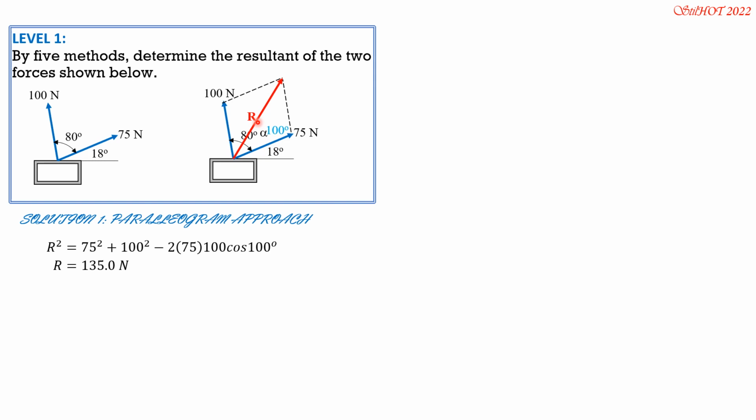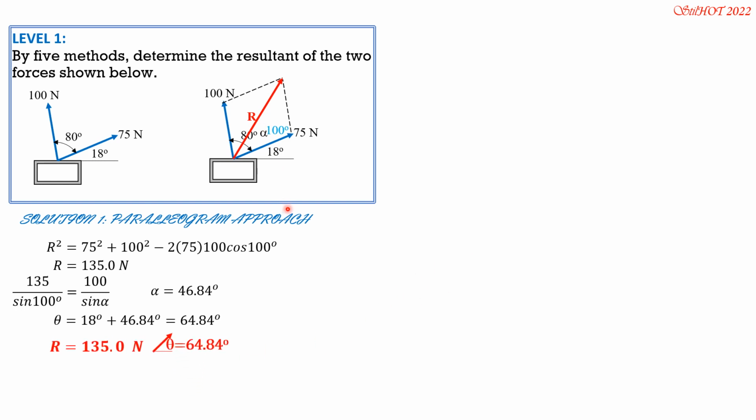Having found the magnitude of R, we can now compute alpha by sine law. 135 is to sine 100 equals 100 is to sine alpha. So alpha is 46.84 degrees. Therefore, we report our answer. R is 135, then angle 18 degrees plus 46.84 degrees. That's 64.84 degrees up to the right, or in the first quadrant. So that's it for the first solution.